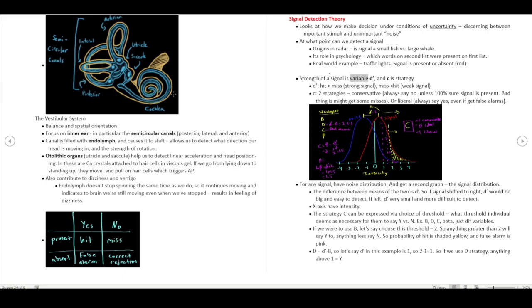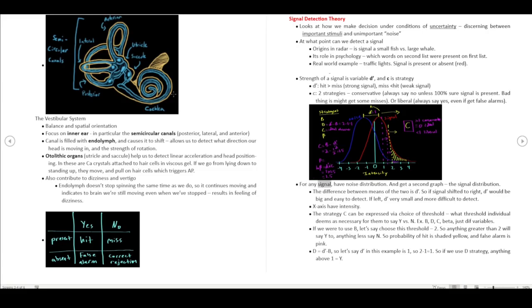Strength of a signal is variable D, and C is strategy. D: hit, miss for a strong signal; miss, hit for a weak signal. C: 2 strategies. Conservative: always say no unless 100% sure the signal is present. Bad thing is might get some misses. Or liberal: always say yes, even if get false alarms.